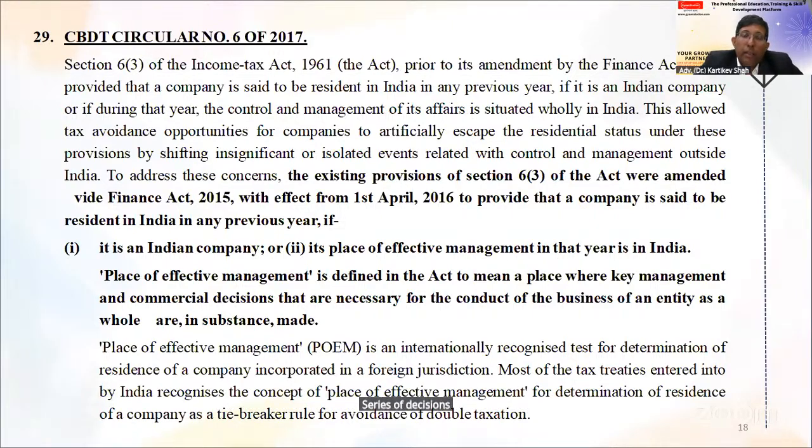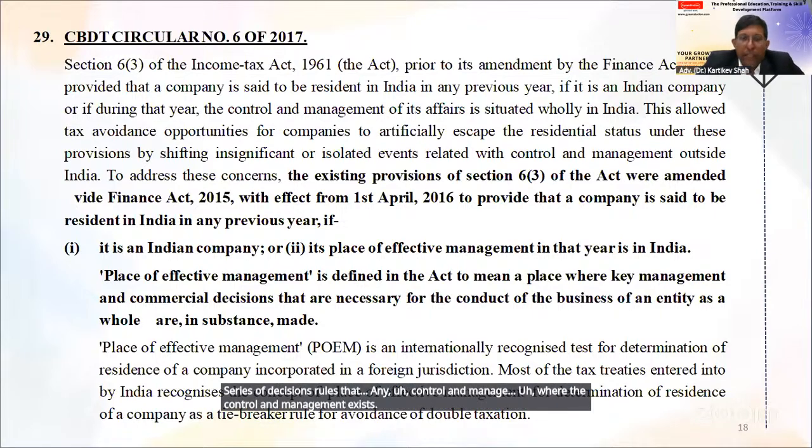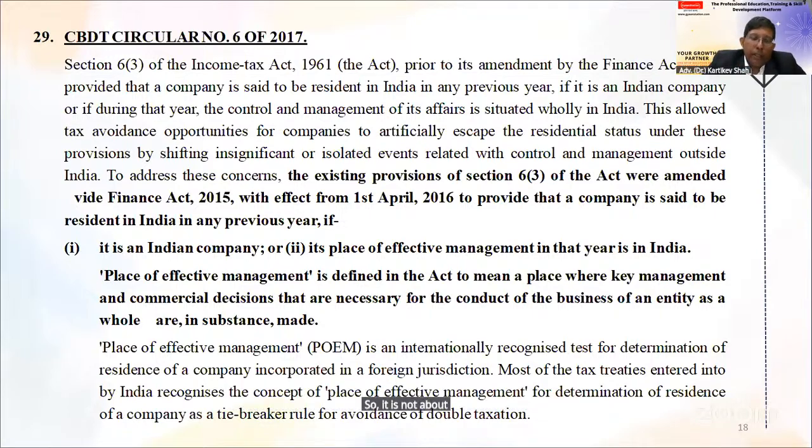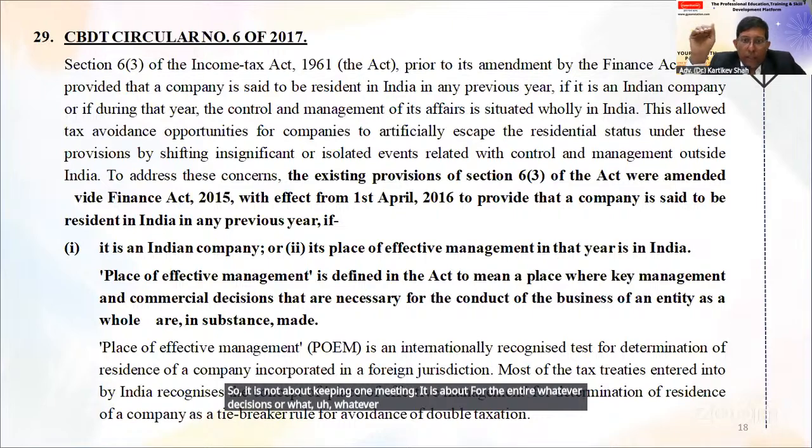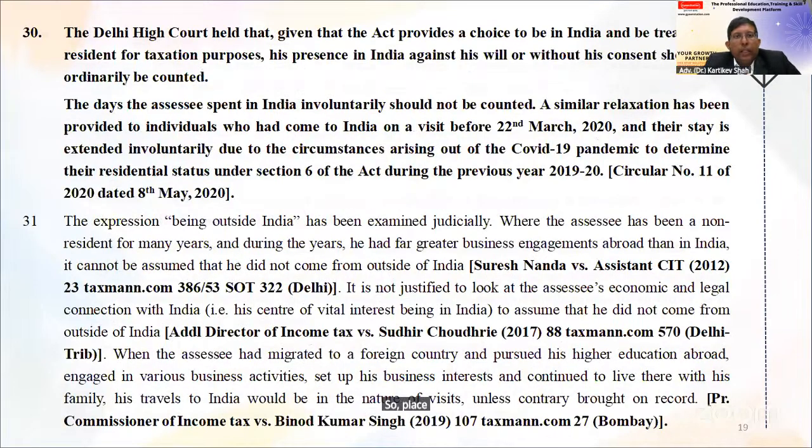It proves where the control and management exists. So it is not about holding one meeting. It is about the entire set of decisions or management you are doing, and out of that, whatever income you earn, according to that you will be liable for taxation. So place of effective management is a very deep subject.